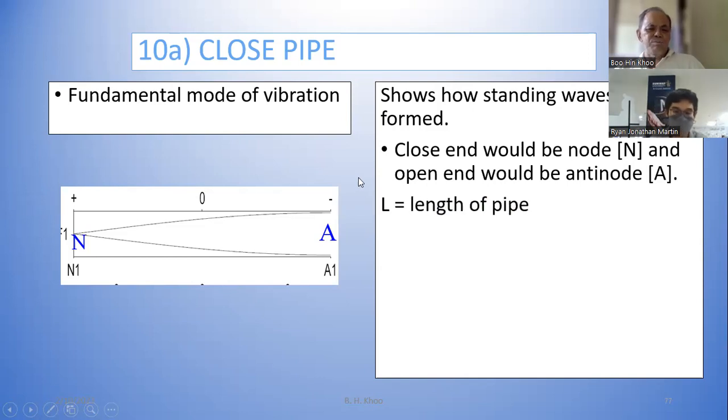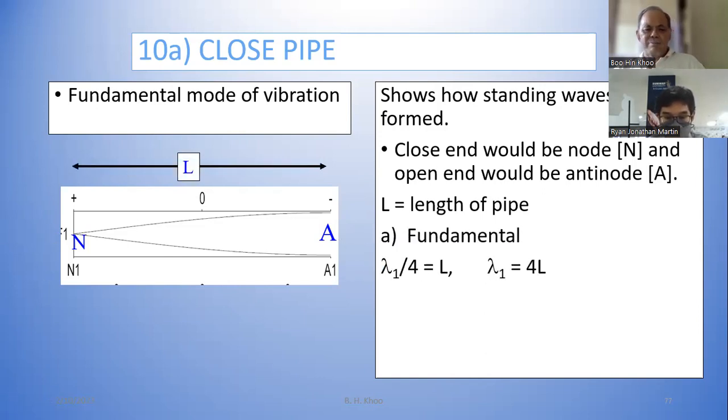If the length of the tube or pipe is L, for the fundamental mode or fundamental wavelength, fundamental frequency, whichever you want. Remember this is a quarter. So we call this first one lambda 1 over 4 equals L. So lambda 1, take the 4 across there, is 4L. In terms of frequency, F1 is V over lambda 1. Lambda 1 is 4L, so V divided by 4L.